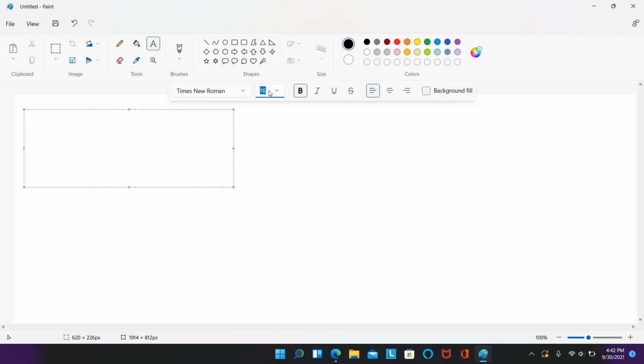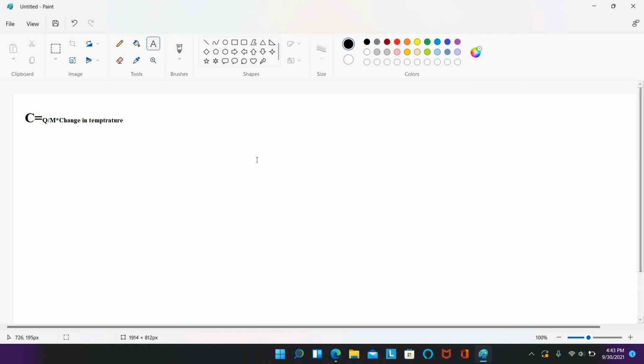Okay, so pretty much the formula would, quite simply put, be C is equal to, or let's actually increase the font size of this to probably 24, C is equal to Q divided by M times, let's just put a triangle here really quick, change in temperature, which is also represented by delta, which is just a triangle, which is also represented by delta T. That is also a change in temperature.